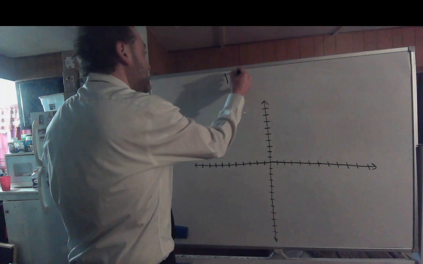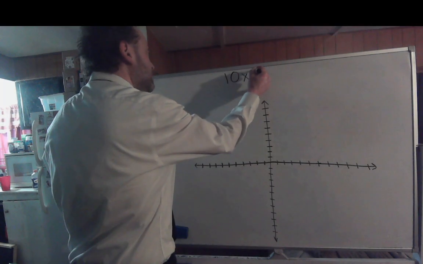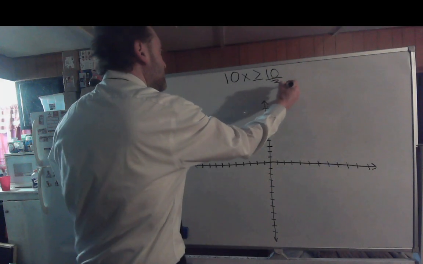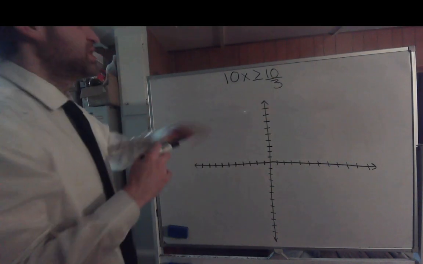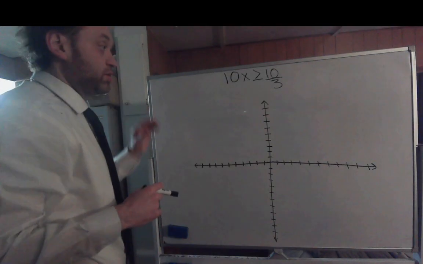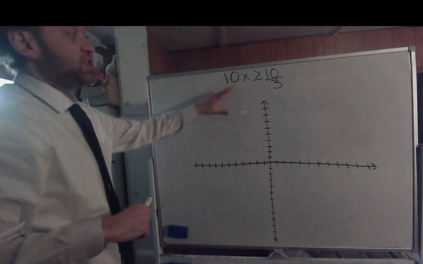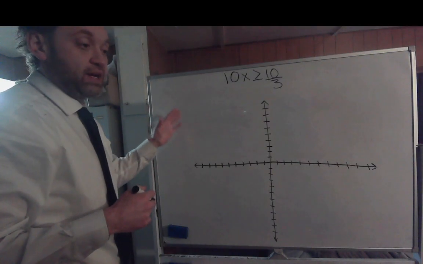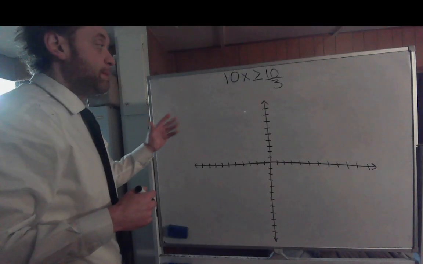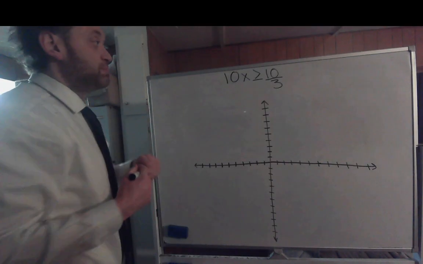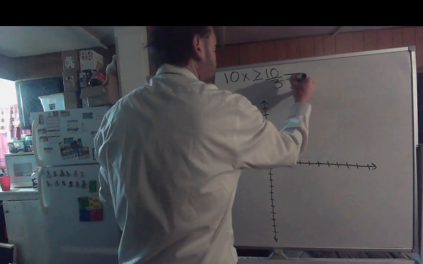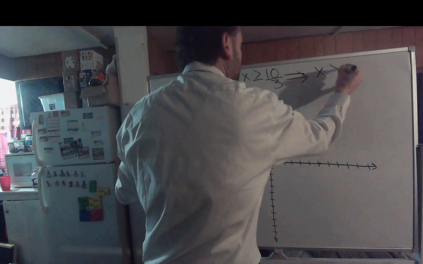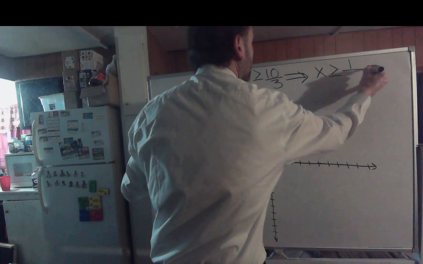We have that 10x is greater than or equal to 10/3. Well, you want to just solve for x for your linear inequality to get a good graph of this. So divide both sides by 10. This would all turn into the fact that x is greater than or equal to 1/3.